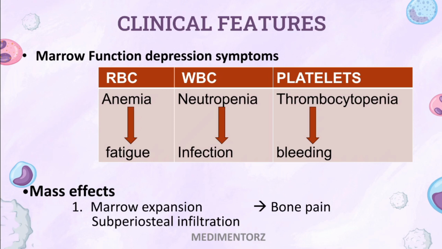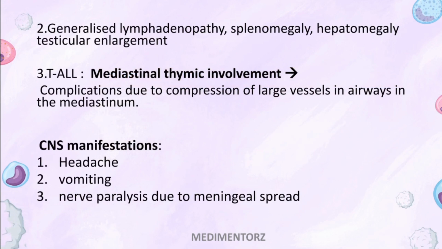The mass effects include bone pain, which is due to bone marrow expansion and subperiosteal infiltration. Also, there is generalized lymphadenopathy, splenomegaly, hepatomegaly, and testicular enlargement.